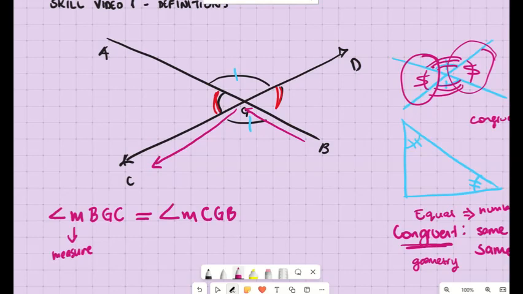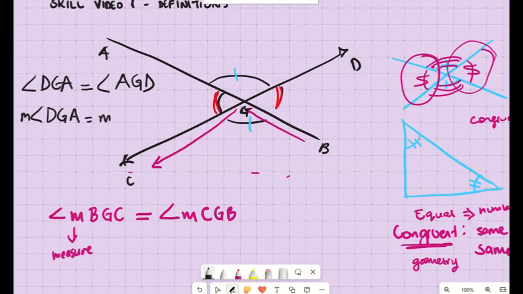I can't just say CBG, because then it tells me that there's a line in between if I say C to B. It's not like that. You have to put the middle point of the two rays coming together, which is G in this case, in the middle, always. In this one, let's say DGA, okay? So angle DGA equals angle AGD. The measure of angle DGA is equal to the measure of angle CGB.